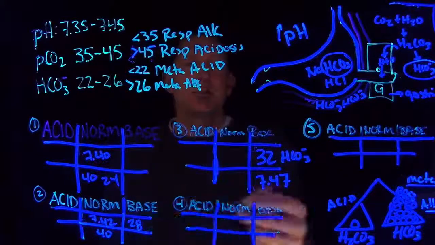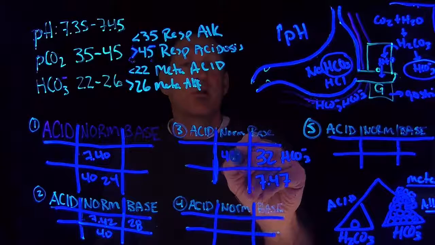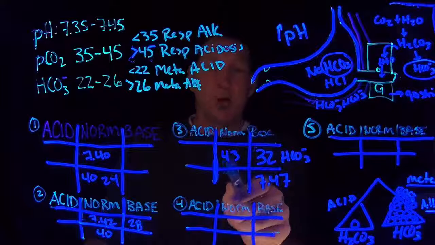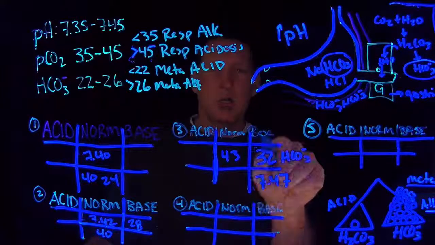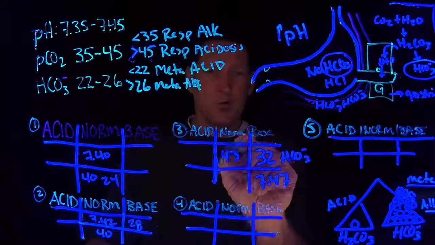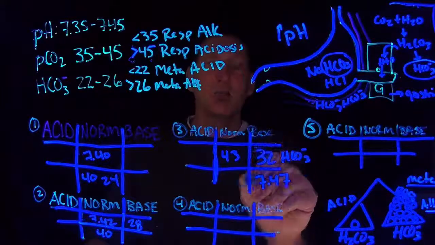Now my PCO2 might still be in the normal range at this point, so let's say that it's gone to 43, okay? So right now, this is not compensating. So this is uncompensated metabolic alkalosis. If this variable hasn't moved out of the normal range, it's not compensating, and so this is uncompensated.